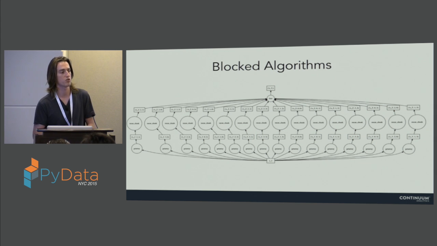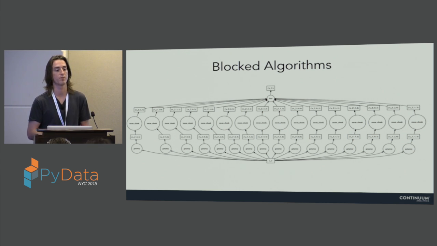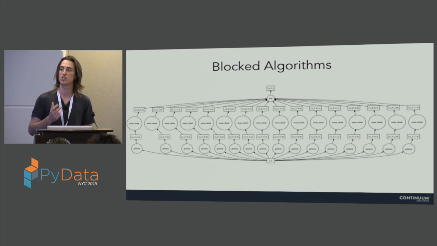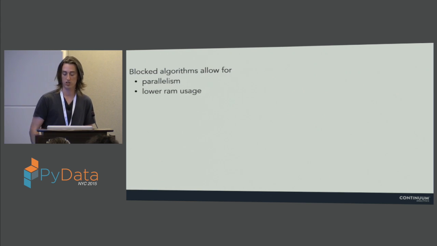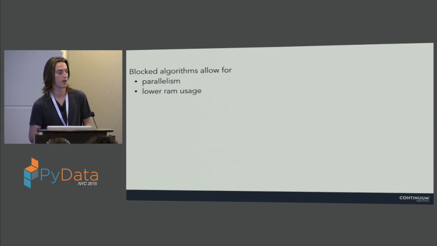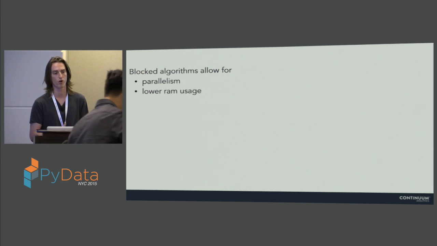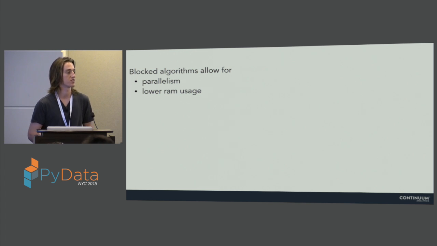Using this blocked algorithm approach, you don't have to load the array into memory at once, so you don't need that much RAM on your computer. And we can actually expose some parallelism. That's what blocked algorithms get you. They get you parallelism: you can do more than one thing at once. Computers these days have more than one core, and it'd be nice if we could use all of them. And they can lower your RAM usage. You can work on data sets that are bigger than the RAM on your computer. That's what we'd call out of core: data that fits on disk but doesn't quite fit into memory. So blocked algorithms allow for parallelism and lower RAM usage.